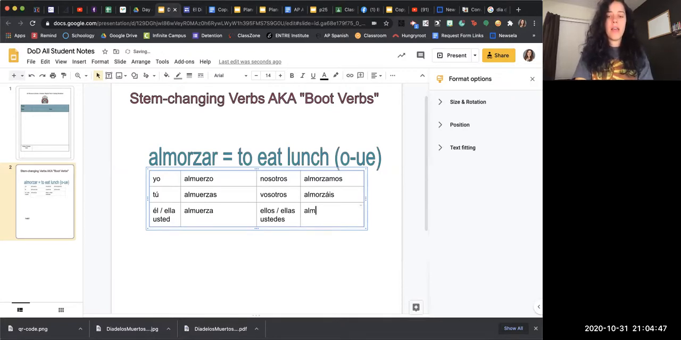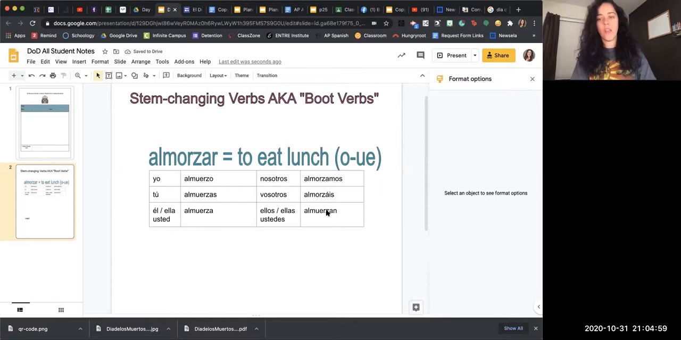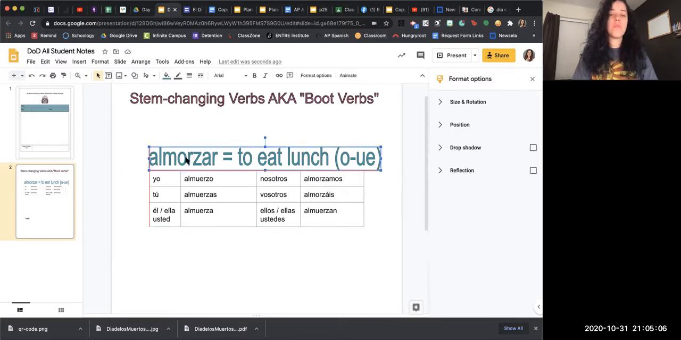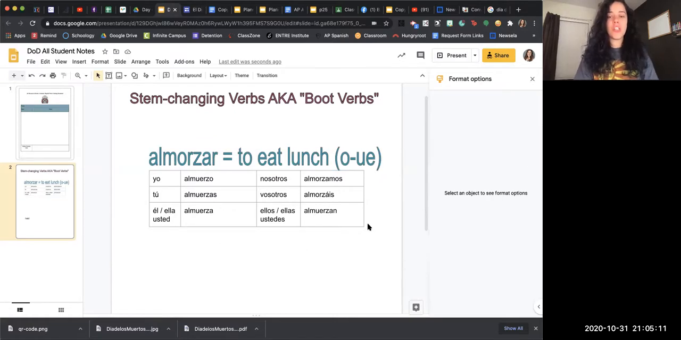And back to stemming. A, L, M, and not O, but instead UE, R, Z, and then the ending for they would be N. Almuerzan. Okay? They have lunch, or you all have lunch instead. It's almuerzan. So the point of the stem changer is to change the stem of the word, okay? You have a few groups of stem changers here. Not all verbs stem. There's just a list of words that are on the stemming list, okay, that are stem changers. But the main groups are E.